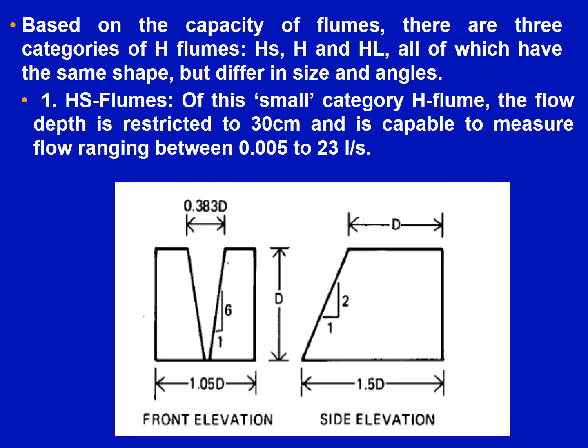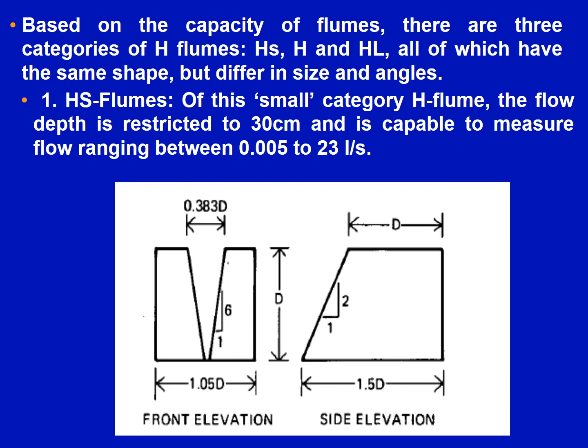H flumes can be classified into 3 types: HS, H and HL. All these depend on the size. HS means small, H means medium and HL means large. So S means small, H means medium and L means large. Depending on the size we can classify them, same as in the case of Parshall flumes, into small, medium and large.